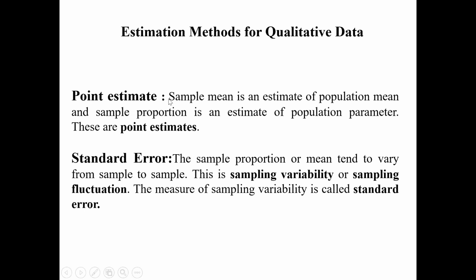So now the point estimate: the sample mean is an estimate of the population mean, and whatever the sample proportion is, it is an estimate of the population parameter. These are point estimates. Okay. Proportion is in percentage, or it could be in terms of mean. If it is qualitative data, then it is usually in proportion.